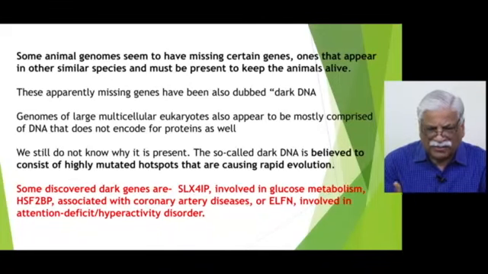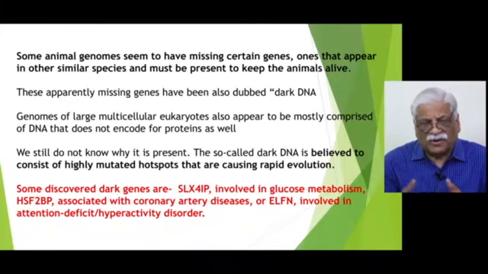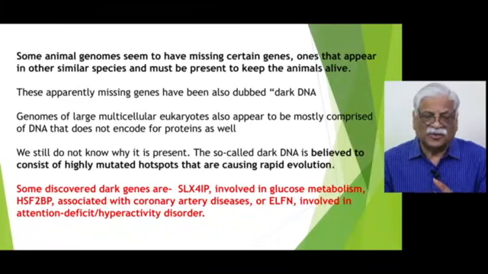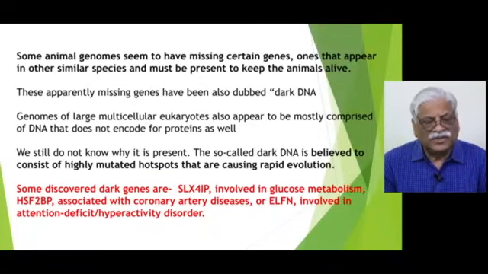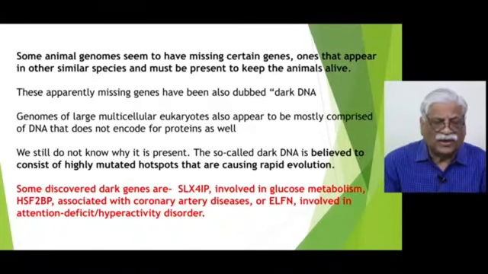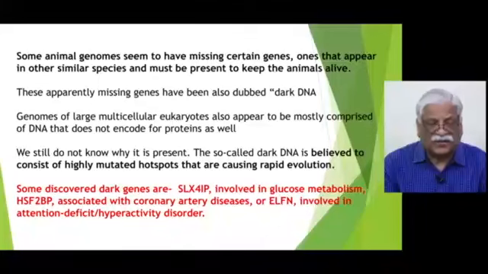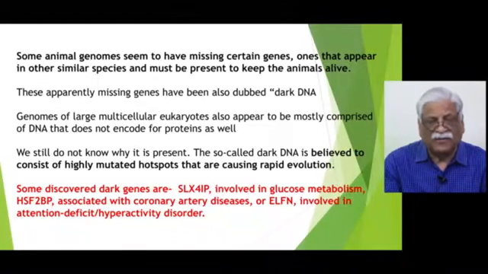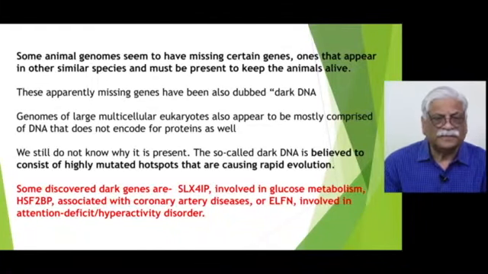When there is a mutation, where there is a change in a DNA sequence, new combinations are formed, and because of that, it is responsible for evolutionary changes. A large number of such dark genes have actually been identified in the last decade. One is known as SLX4IP, which is involved in glucose metabolism in our body. Another is associated with coronary artery disease, and there is also one associated with attention deficit hyperactivity disorder, which is basically found in children.